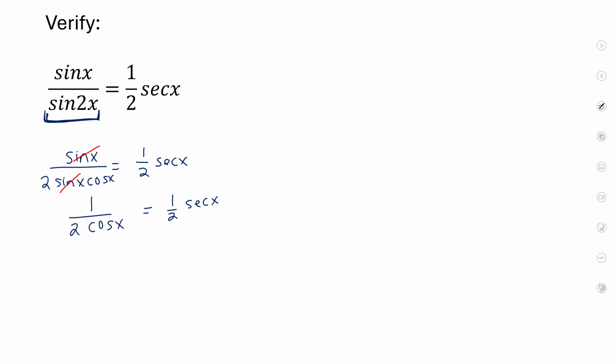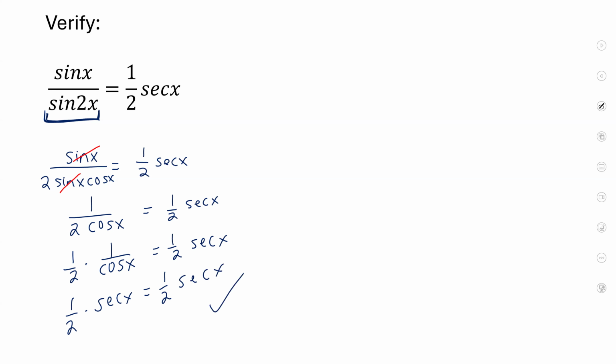And actually, this can be written as 1/2 times 1 over cosine x. Do you guys know what 1 over cosine x is equal to? Secant. So this is 1/2, and 1 over cosine, that's just secant. Now, both sides equal each other. That is how you verify this identity. Make sure, like I did, you show every step. Don't skip steps. I need to see your pathway on how you get to the very end. All right, so you guys try the next one.